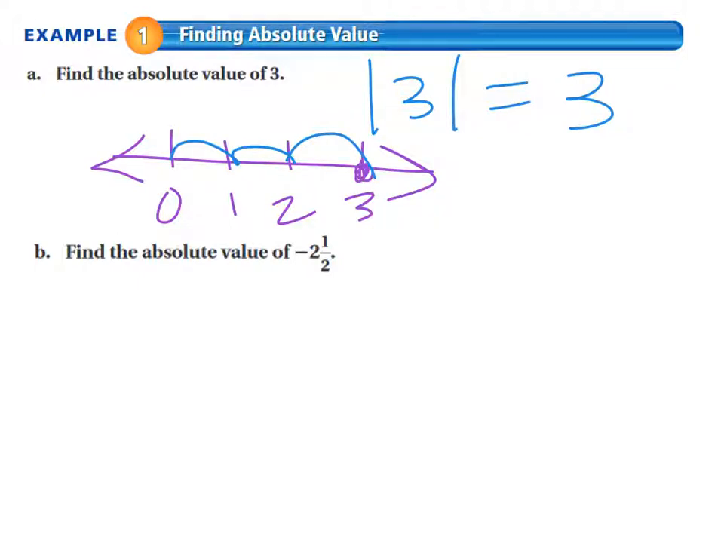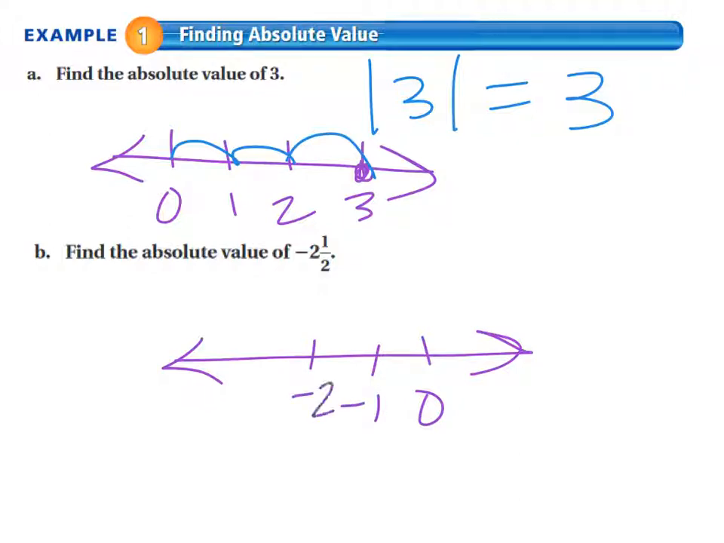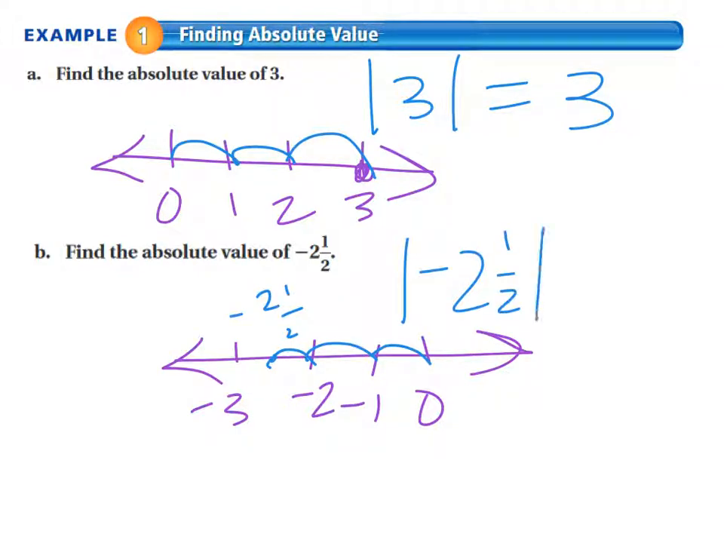Part B. Find the absolute value of -2.5. So I'm going to draw another number line. And right here is -2.5. And the distance between 0 and that number, -2.5, is 1, 2.5 units. So the absolute value of -2.5 is 2.5.